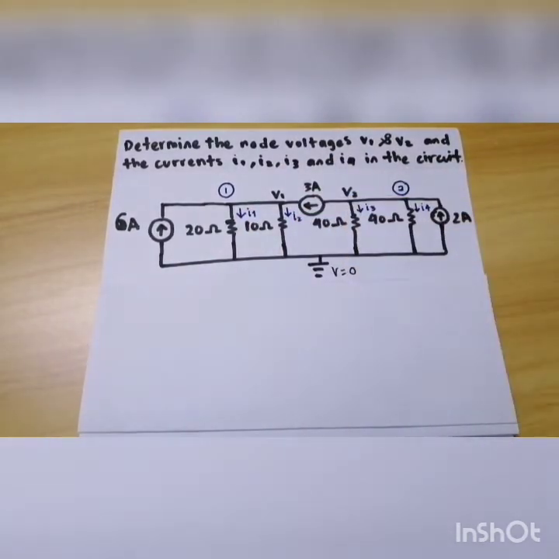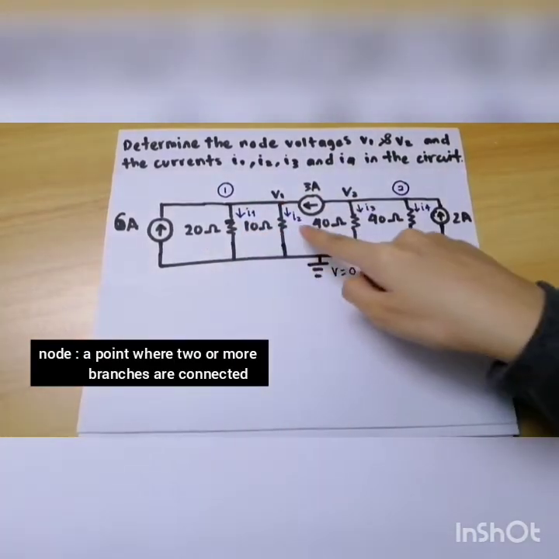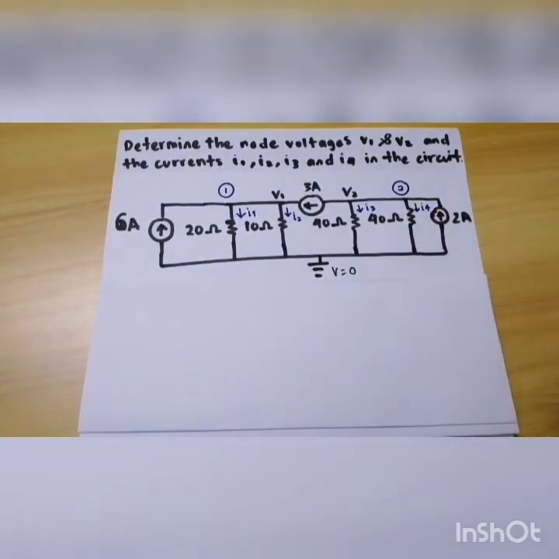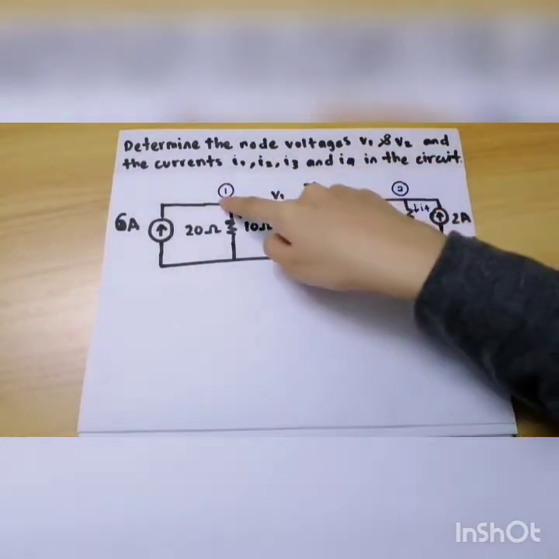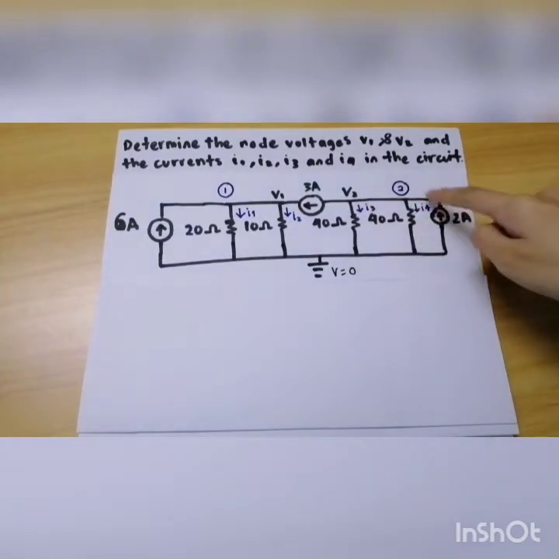So we do know a node is a point where two or more branches are connected. So for this particular circuit, we can just choose this whole part here as node number 1 and this another part here as node number 2.